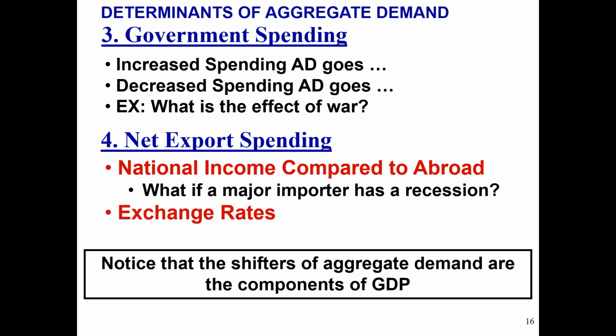Don't worry about exchange rates because there won't be questions. We'll do a whole unit on exchange rates.